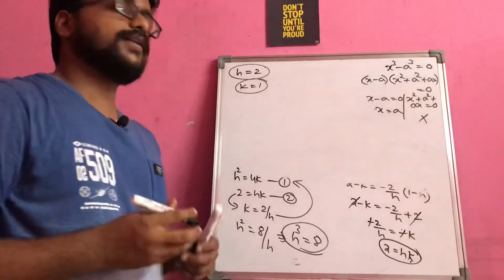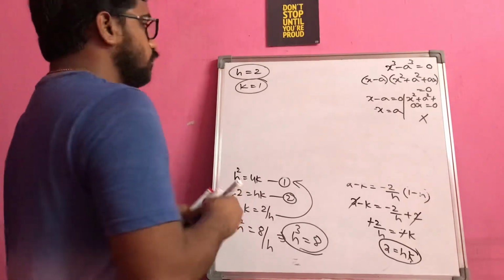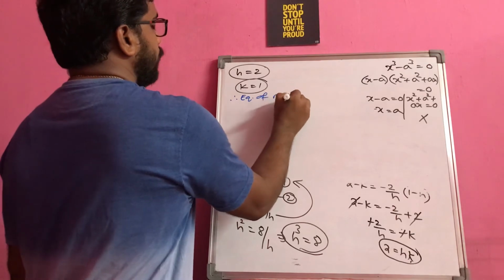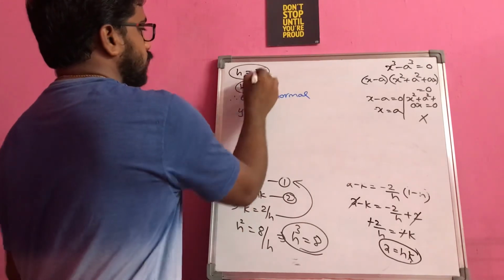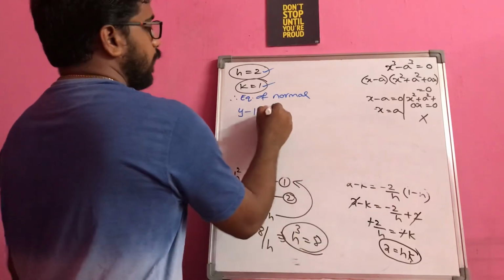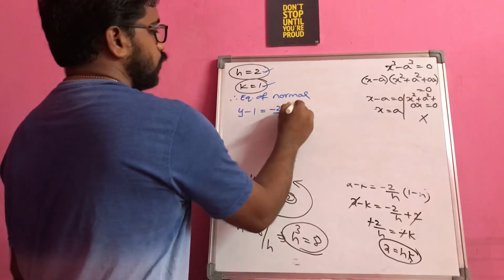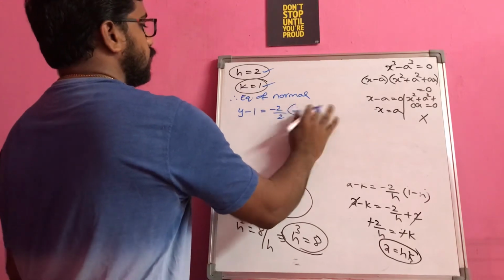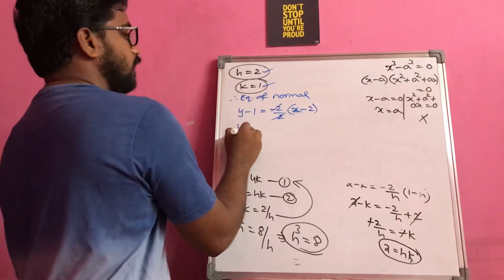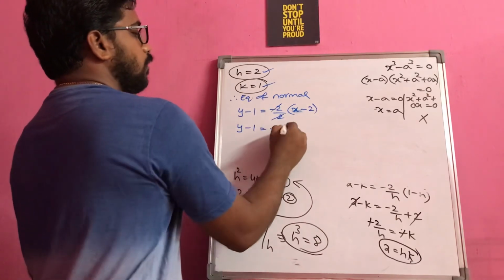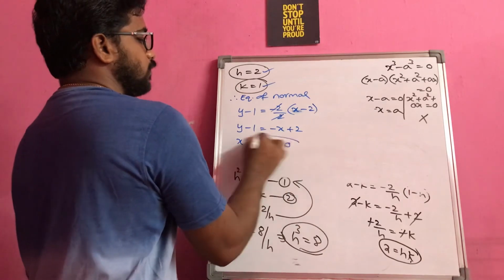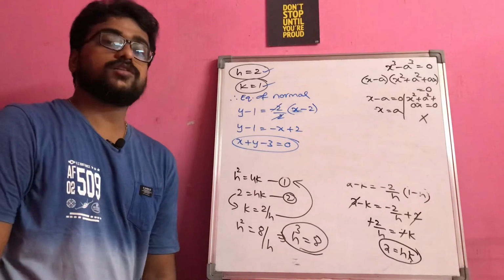So you have to find the equation of the normal. Therefore the equation of normal will become y minus y1, that is y minus k, that is y minus 1, is equal to minus 2 by h, which is 2, into x minus h, that is 2. So these two will get cancelled. y minus 1 is equal to minus x plus 2. If you simplify, x plus y minus 3 is equal to 0 is the required equation of normal.